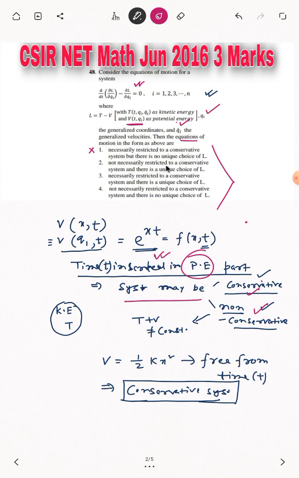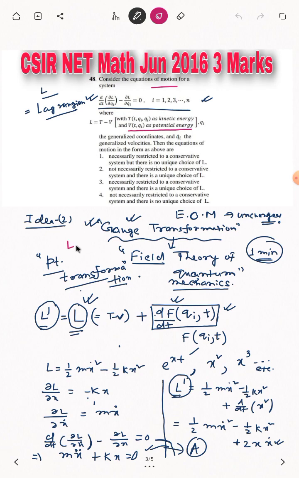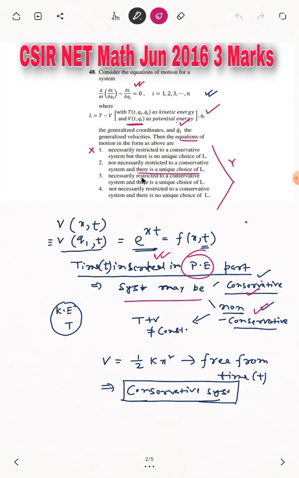Next part, not necessarily restricted to a conservative system. This is true, yes, but look at the second part. There is a unique choice of L, and we have seen by gauge transformation L is not unique. This result is important. You should mark it with red color possibly in your copy. L is not unique. So obviously not necessarily restricted to a conservative system. This is true, but this is false. So yes plus no ultimately will give us no. So this option is also eliminated.